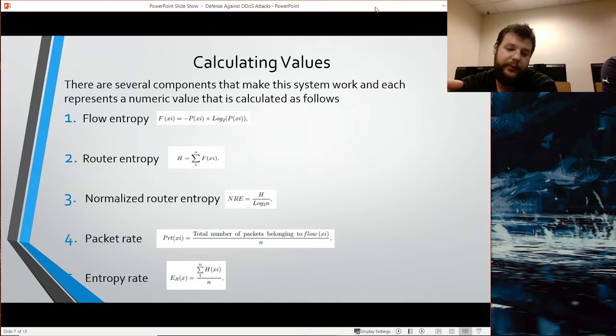Then we have the normalized router entropy, which represents the overall distribution of connecting flows. And this is a very important value because it's used as a threshold or normalized value to which the entropy is compared in order to determine if the traffic is harmful or good. Next up, we have the packet rate, which is the number of packets sent by the source within a time frame. And lastly, we have the entropy rate, which just estimates the growth of entropy over time.